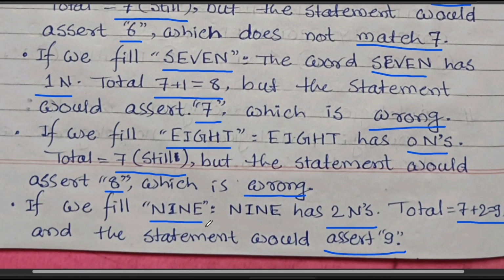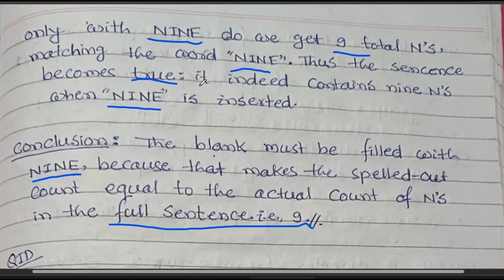If you fill 9, the word "nine" has 2 N's, so the total will become 7 plus 2, which is 9. And then the statement will assert 9. The statement is saying 9 and you have a total of 9 N's. So that will be correct. Only with 9 do we get 9 total N's, matching the word. Thus the sentence becomes true. It indeed contains 9 N's when 9 is inserted, because 2 N's are here and here.